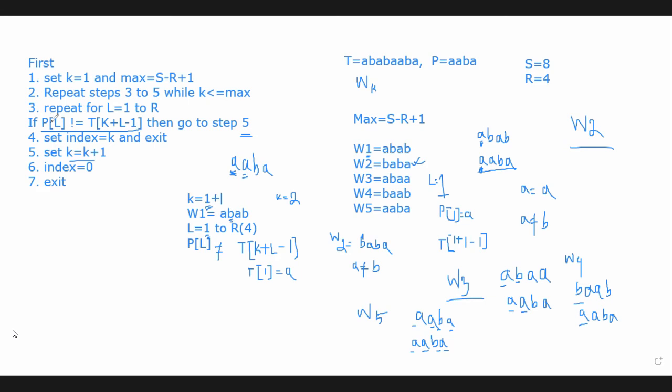Look at this. When P of L equals T of K plus L minus 1, set index equals K and exit. So for which value of K did we get our result? We got the match at substring 5, right? So now it will provide us the index, that is 5. Index equals 5. So that is the first pattern matching algorithm.